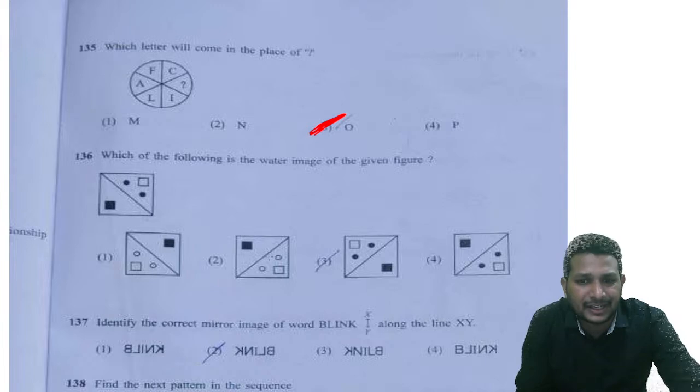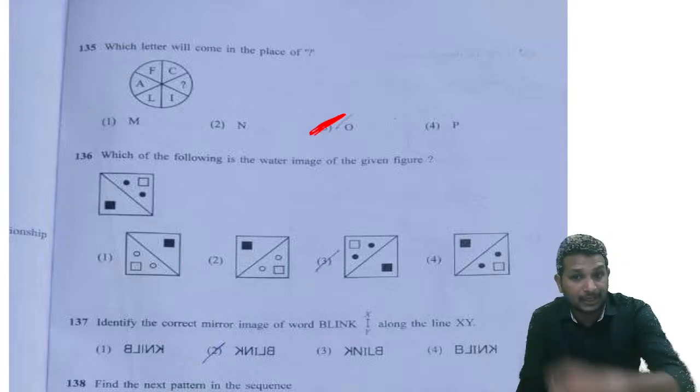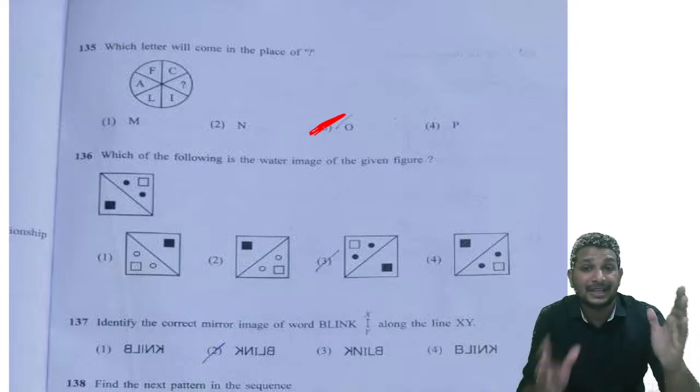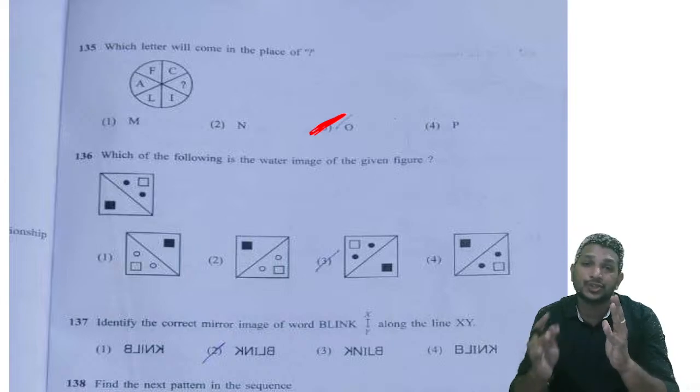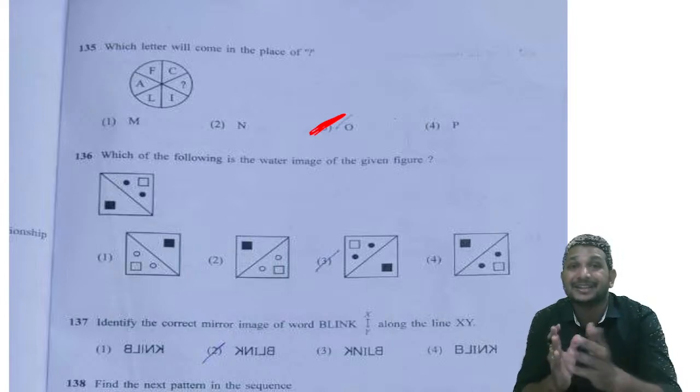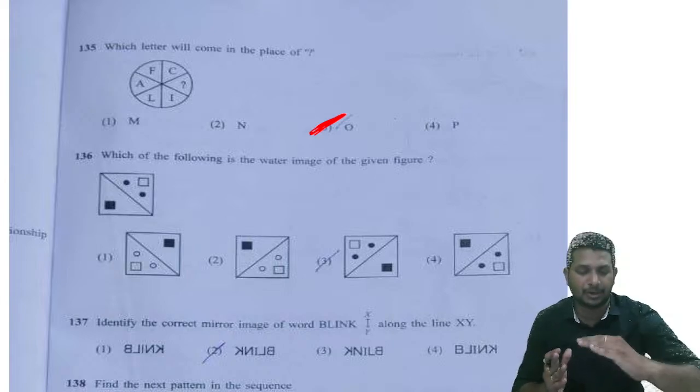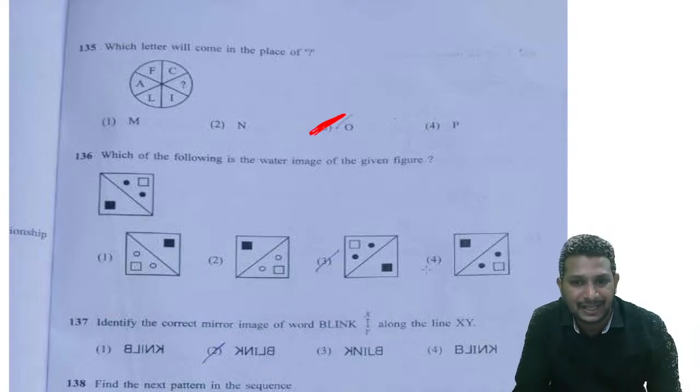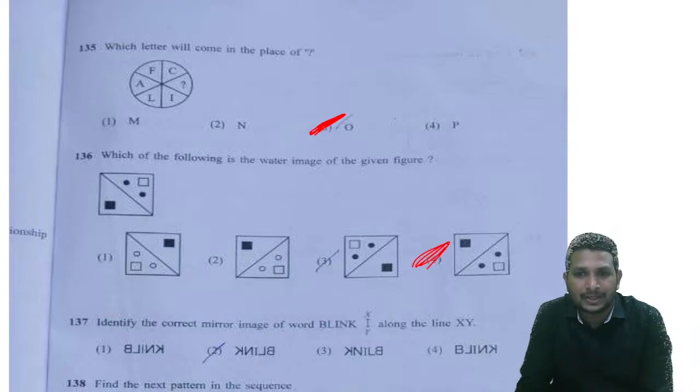So if you look at the diagram carefully, the top one will come below, which means what? The top will come to bottom, bottom will come to top. The right and left condition is only for mirror image, right? But here they're asking water image. So top will come to bottom, bottom will come to top. So the correct answer is option 4. So the answer for this question is option 4.